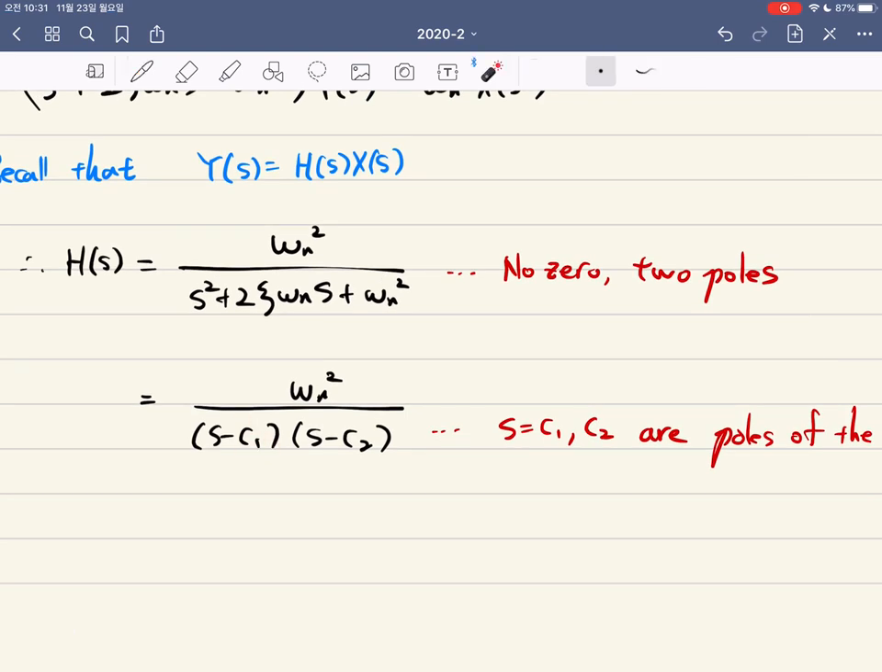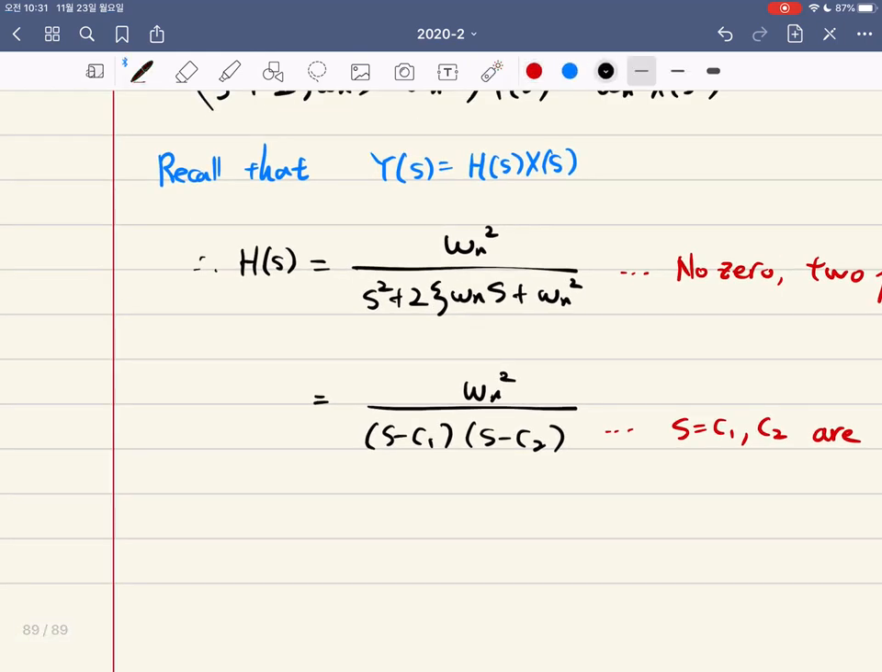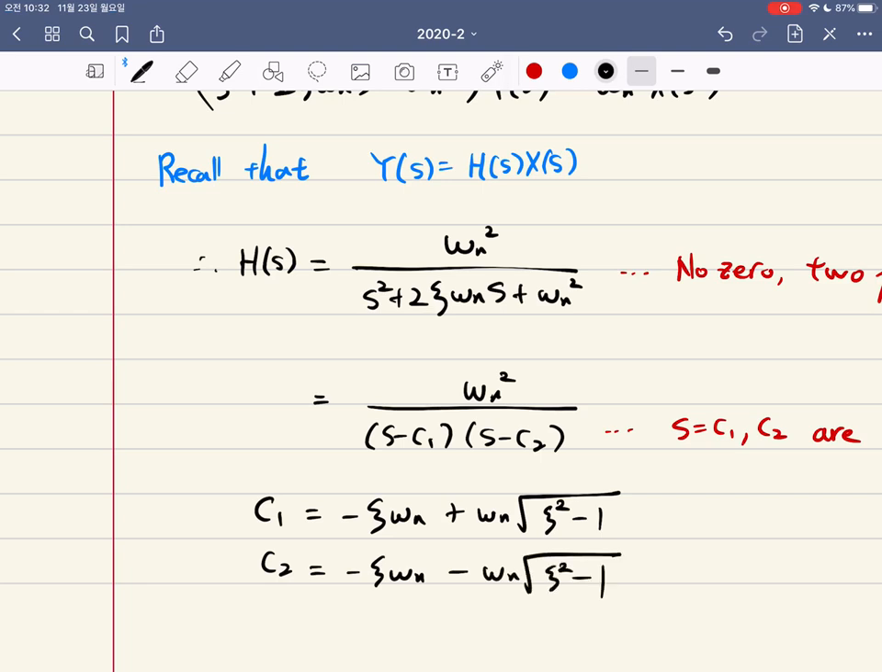Therefore, I can obtain the C1 and C2 by using the solution for the second order polynomial. And if I do that, then I will get minus zeta omega n plus omega n square root of zeta squared minus 1. And you will get the second one for this one. So these are the poles of our second order system.